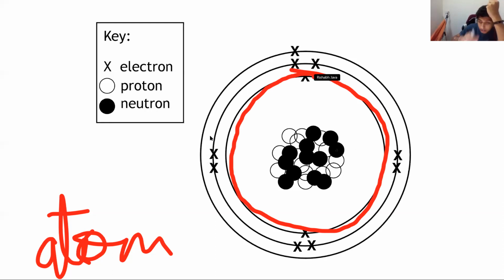Okay. And each round path can hold a maximum number of electrons. So like the first round, for example, can hold maximum.